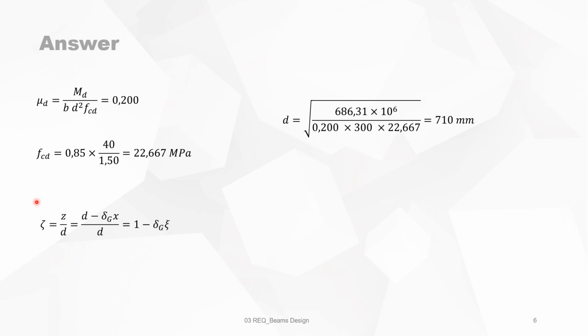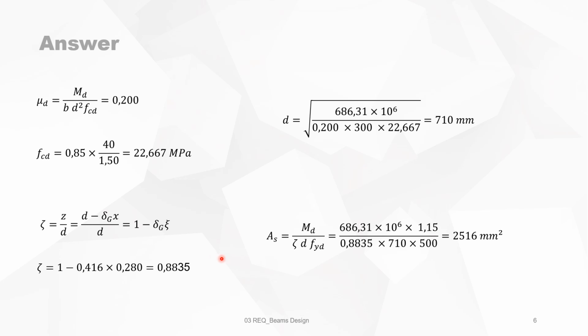The lever arm zeta is equal to z over d. Z is d minus delta g times x, over d, or it is 1 minus delta g times c. All of those values we have already, so we can calculate the zeta, and we got 0.8835.